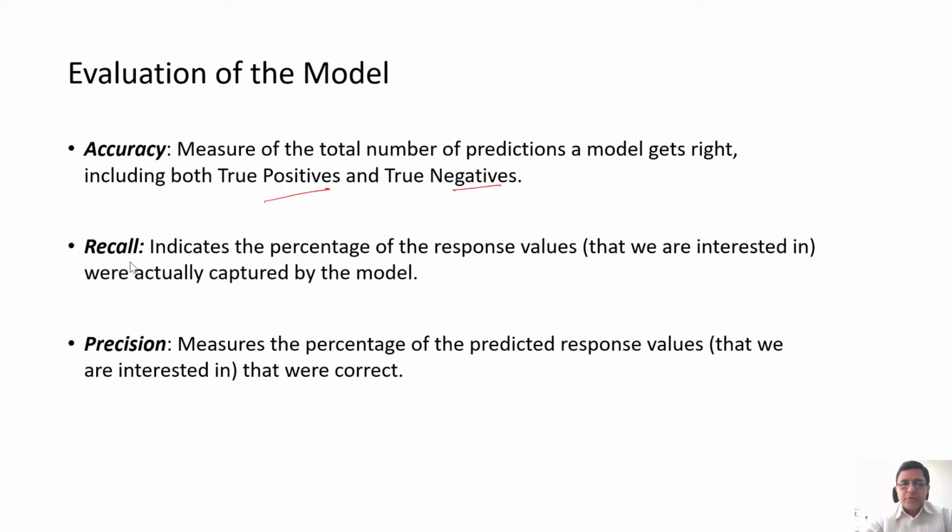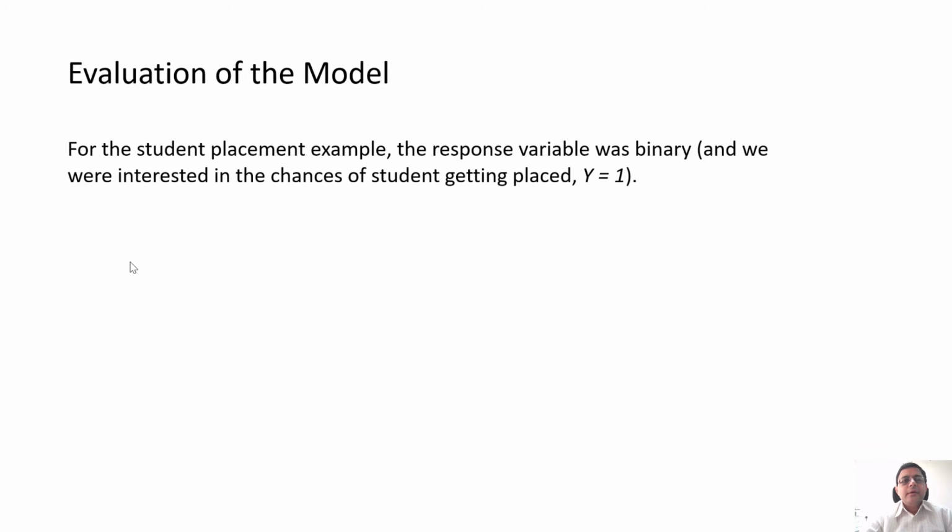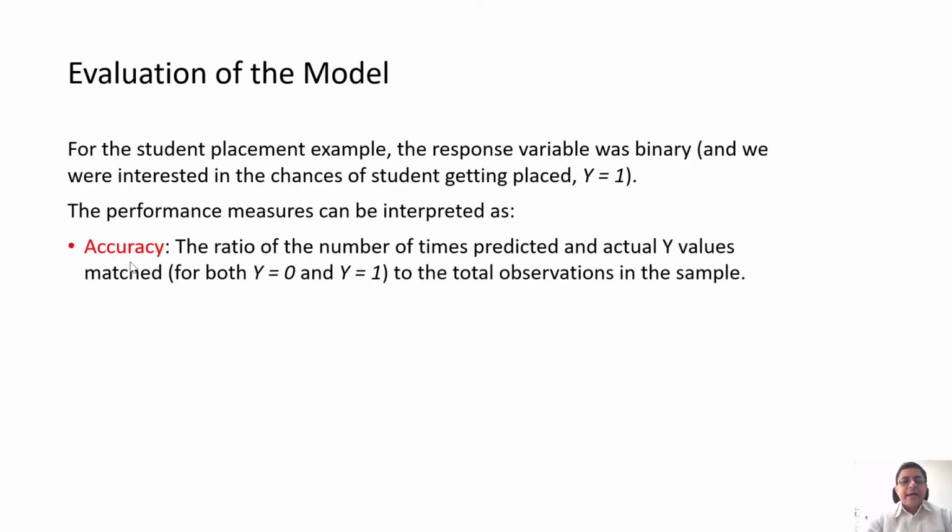So for our student placement data, how do these evaluation criteria translate? For our student placement example, our response variable was binary and we were interested in one particular value, which is the student getting placed. So we were interested in y is equal to 1. How do we define accuracy? We define accuracy as the ratio of the total number of times the predicted and actual value matched, both for y is equal to 0 and y is equal to 1, to the total observations.